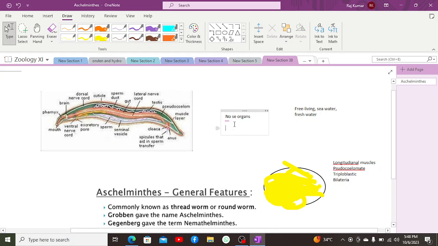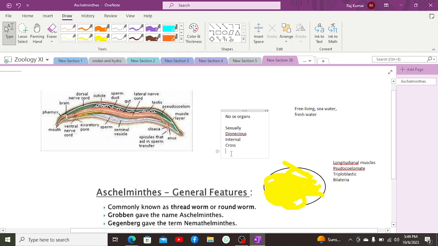Similarly, it has no respiratory system and no transport or circulatory system. It reproduces sexually by fertilization of male and female gametes, and usually they are dioecious, which means they have two different sexes, male and female. They have internal fertilization, cross fertilization.